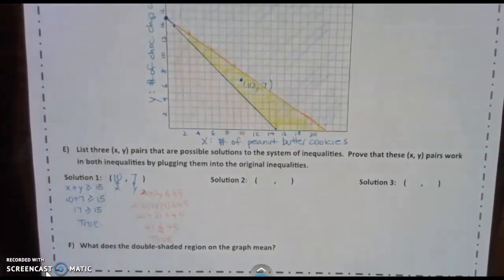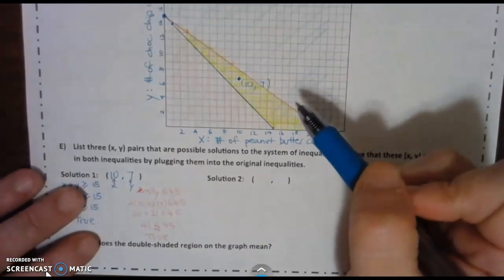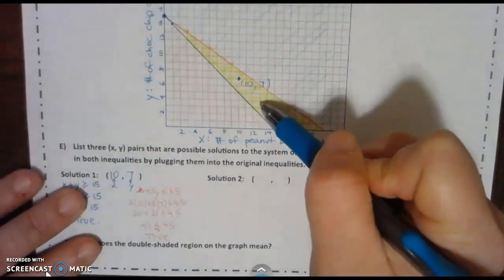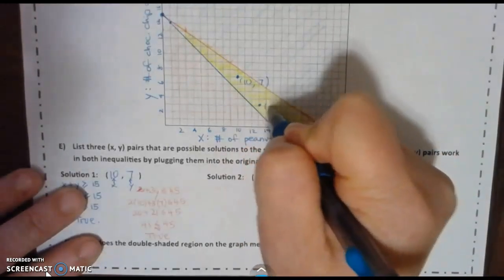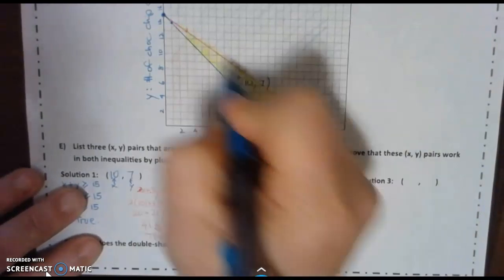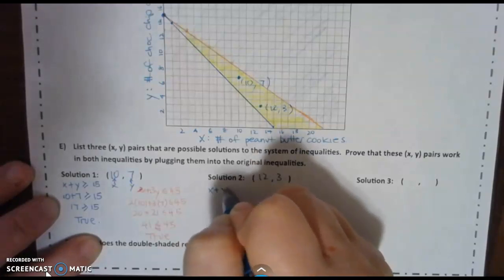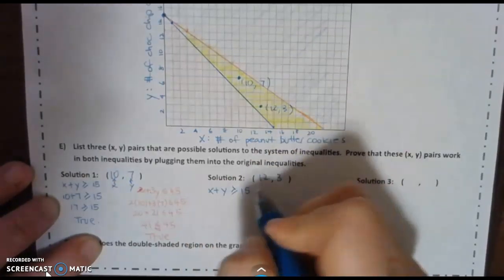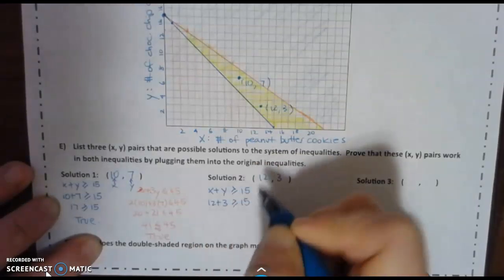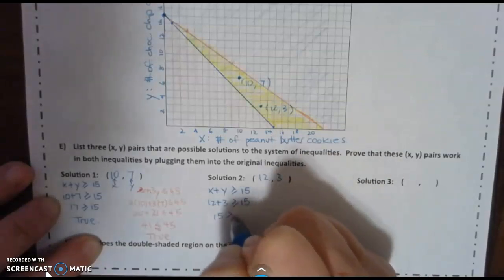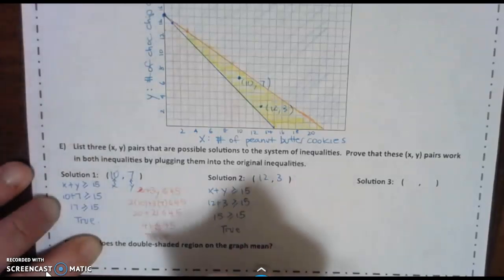Okay, all right, and let's do just one more. Let's pick another point. How about 12 and 3? 12 and 3, this will be another point. So you could have picked any combination. If I pick 12 and 3, then the first inequality says x plus y is greater than or equal to 15. 12 plus 3, is that greater than or equal to 15? Yes, because 15 is greater than or equal to 15. They're actually equal to each other, but that is still true because equal is a valid option.